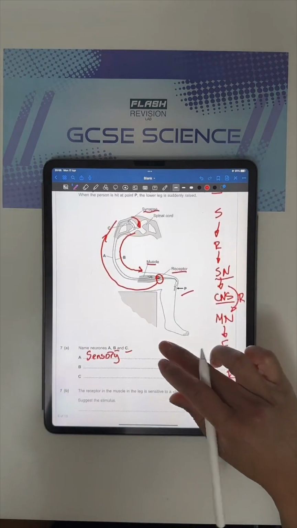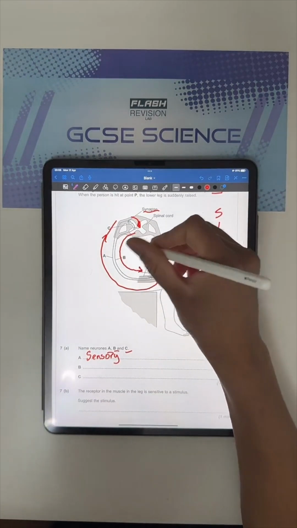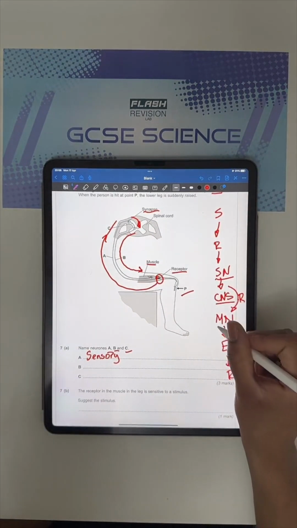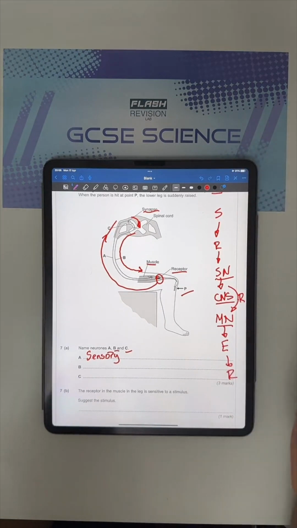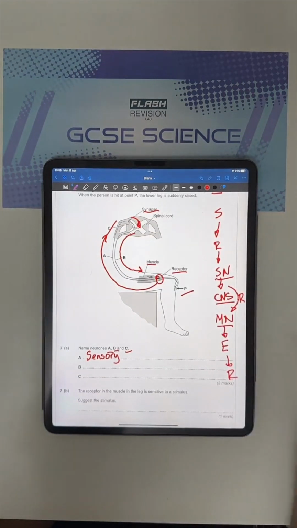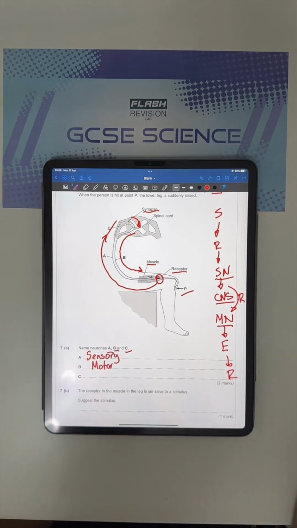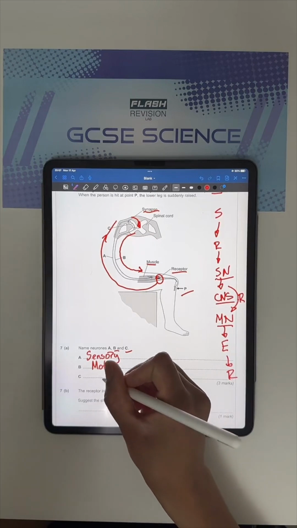Then the second one, B, is the one that's coming back here. That's the motor neuron. They're trying to confuse you here. You might put relay neuron because you might be thinking of the order and think after the sensory neuron there's a relay neuron, but in fact B is the one coming at the end. So that would be the motor neuron. Then for C, that's the middle neuron over there. What we have is the relay neuron.